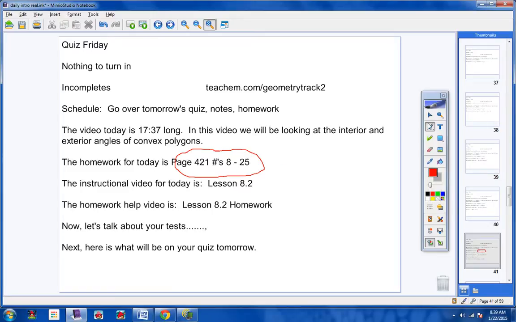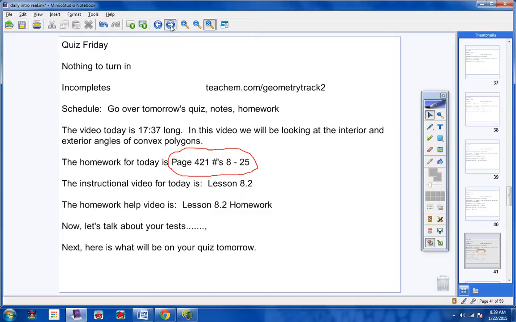That's it. There's no fill in the blanks. There's no theorems, postulates, corollaries, definitions. Just any problem on this homework assignment. Those types of problems are fair game for your quiz tomorrow. It's that easy, okay? Now, don't panic.